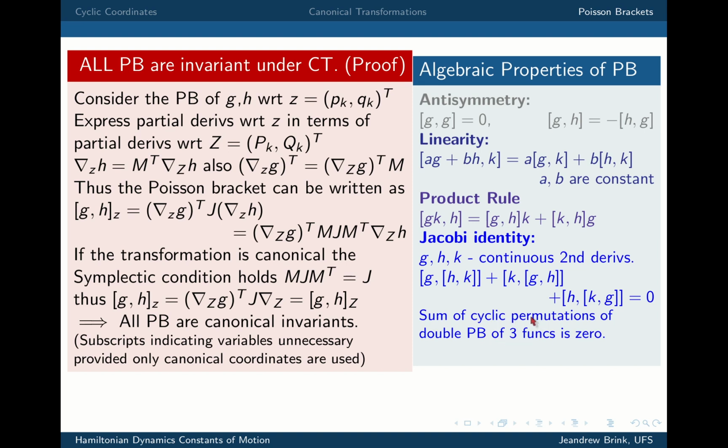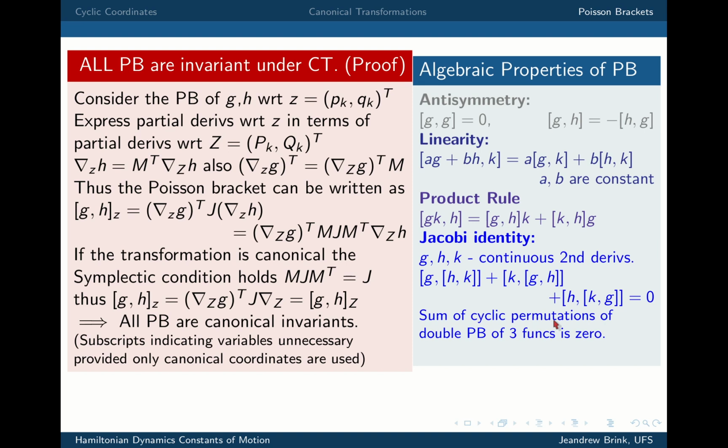Cyclic permutations meaning that I retain this order. In other words, GHK, and I retain GHK and GHK. I retain that order. That's 0. And that's the powerful identity that's hidden in the Poisson brackets.